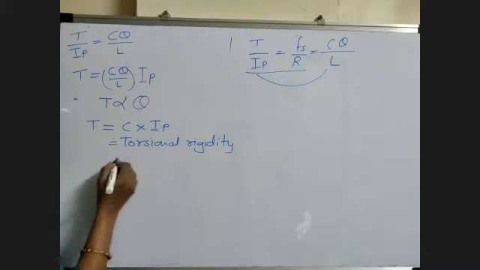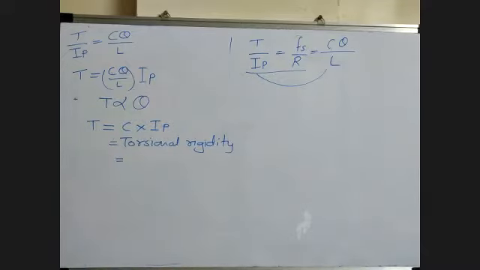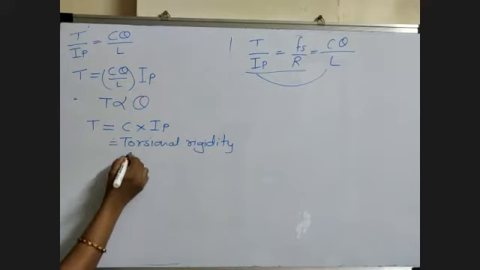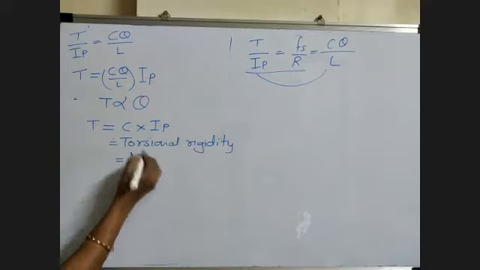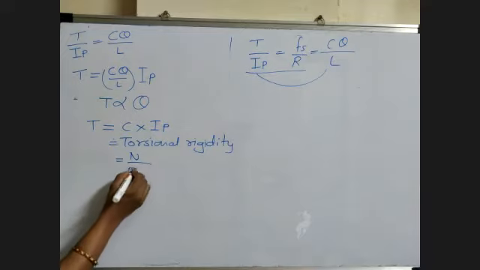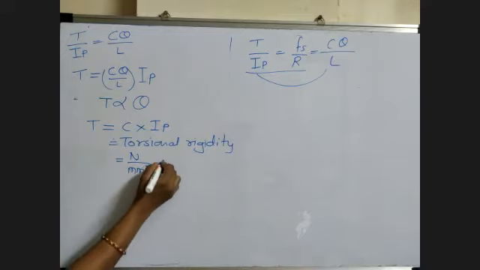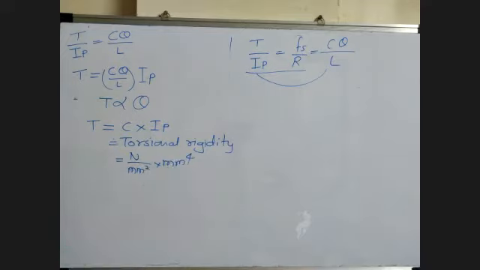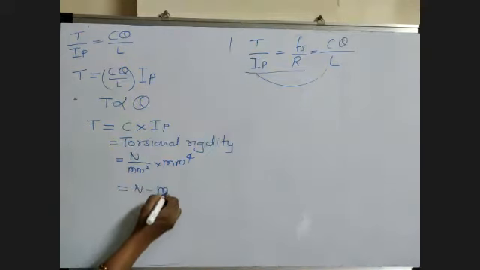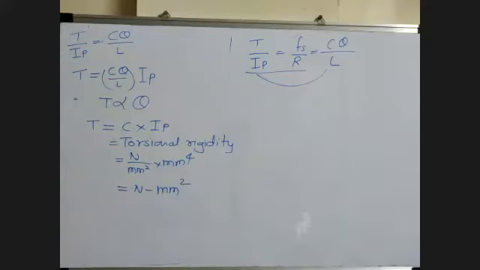What is the unit of this torsional rigidity? Unit of C, modulus of rigidity, is Newton per mm square. And what is the polar moment of inertia? That is mm to the power 4. So what unit do we get? Newton mm square. This is the unit for torsional rigidity.